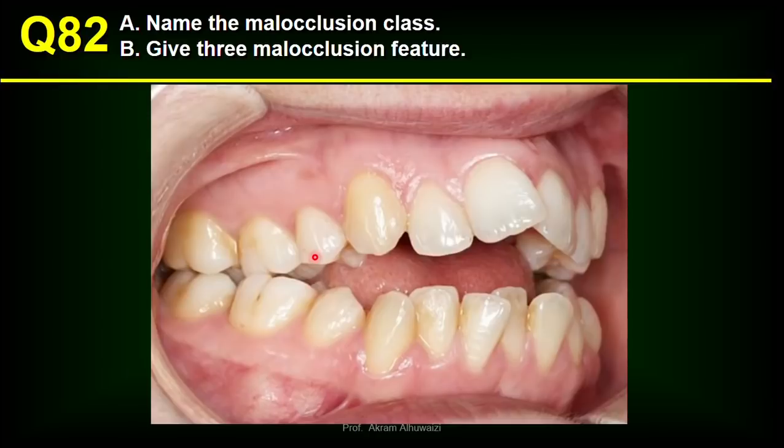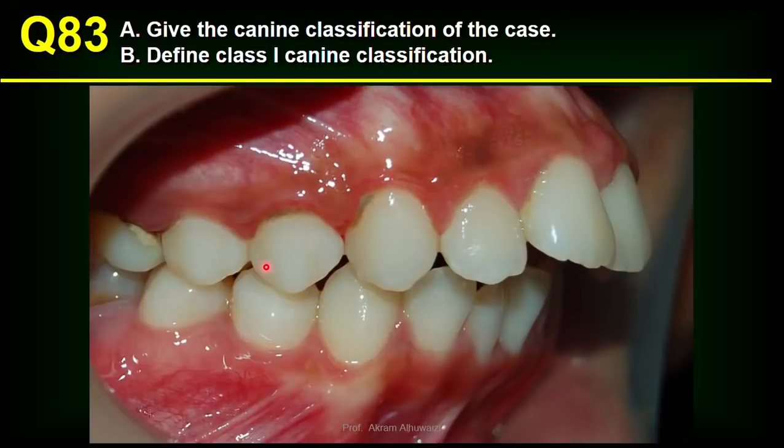Name the malocclusion class, and you notice here on the molars, it's a class 2 molar relationship with probably class 2 canine as well. So it's a class 2 malocclusion. 3 malocclusion features, and that would be anterior open bite, crowding, and the posterior crossbite. Give the canine classification of the case, and that's going to be a class 2 canine relationship. What's the definition of a class 1 canine relationship? It's a relationship where the tip of the upper canine is engaged in the embrasure between the lower 3 and 4.